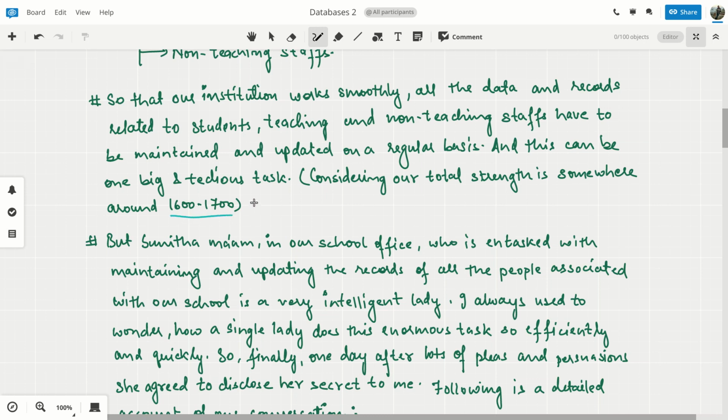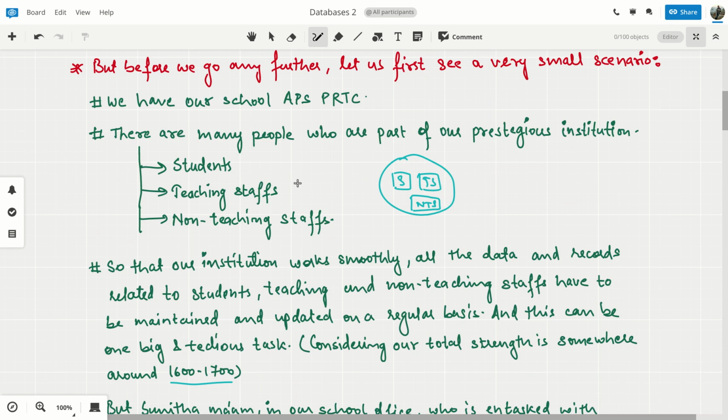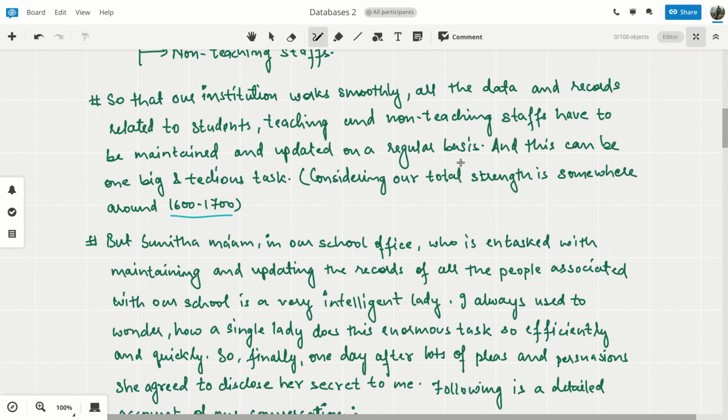So maintaining their records and the data, retrieving them at any point of time, and updating their records is one big tedious task. We may think that it requires a lot of effort and some manpower behind it to keep it updated and fetch the information as and when required.